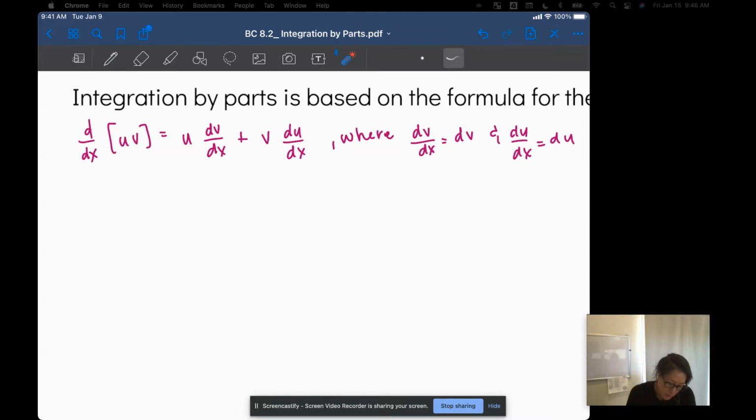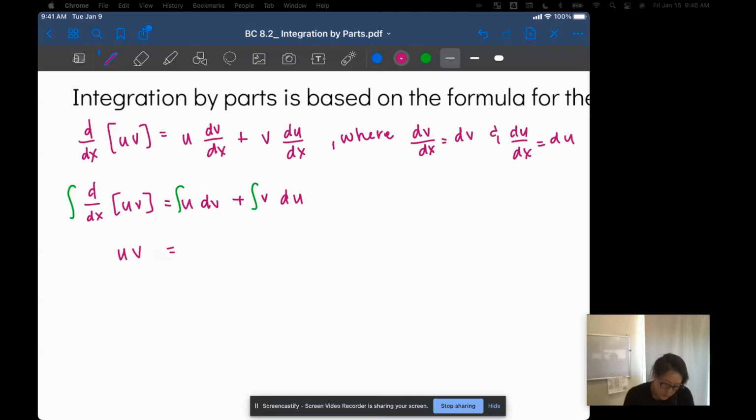Okay, this next step seems a little silly, but what we're going to do is take the antiderivative of both sides. So on the left, the antiderivative of the derivative of u times v is u times v. And then on the right, I'm just going to leave it as u times the integral of dv plus v times the integral of du.